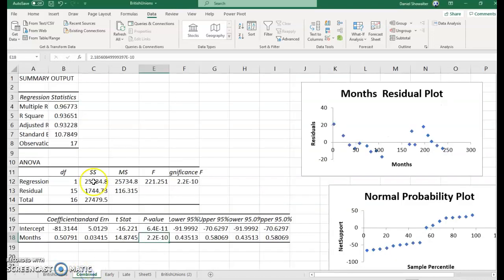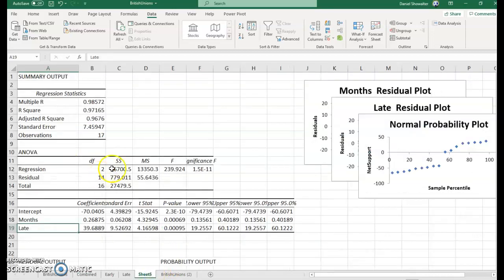And what that really tells us, stepping back to the bigger picture, is that even though the model with only months in there has an R squared and adjusted R squared that are pretty good at 0.93, this additional benefit that we gain by dividing the points into these two phases does make a difference. It makes a significant difference.